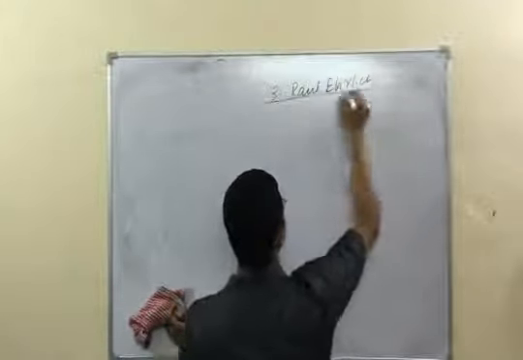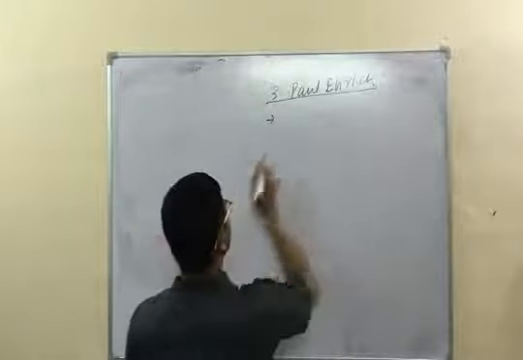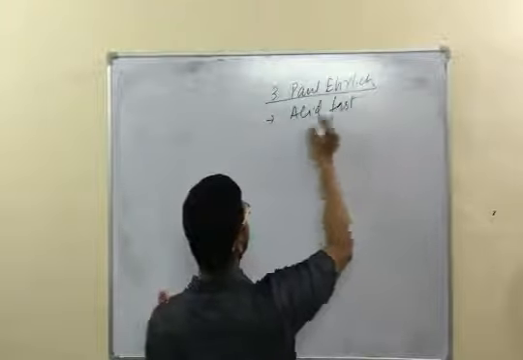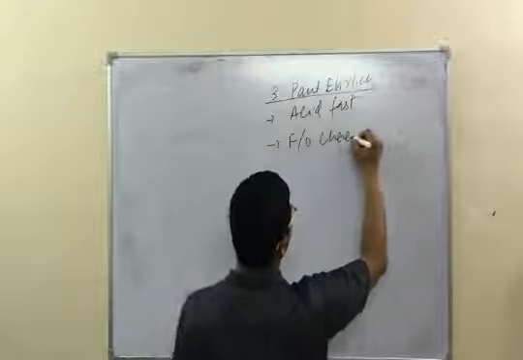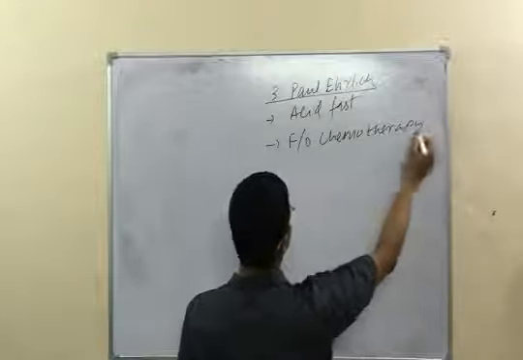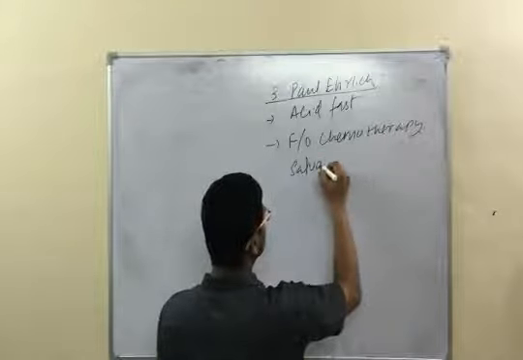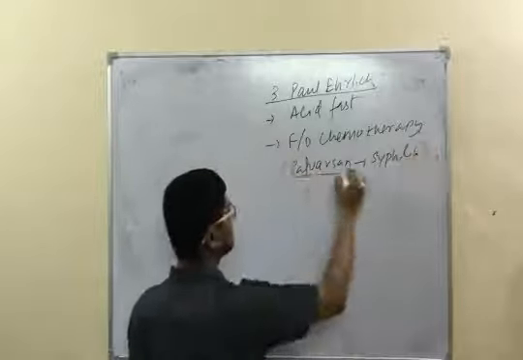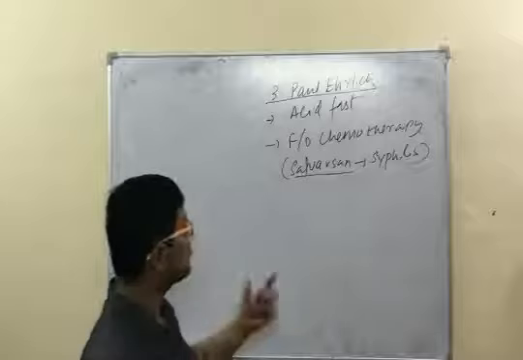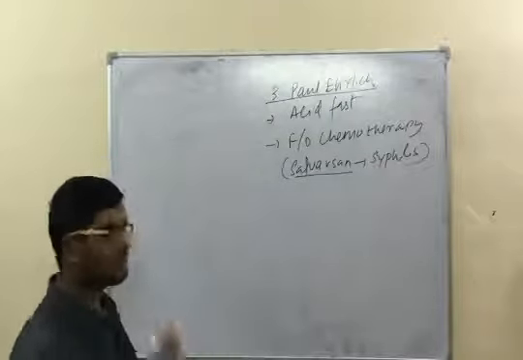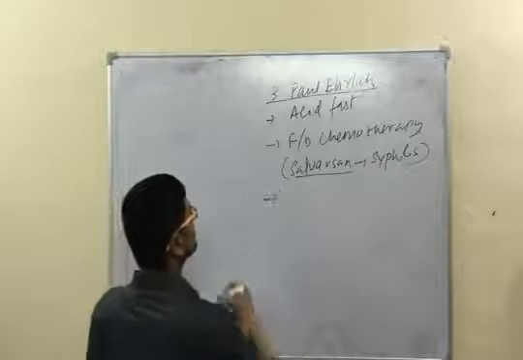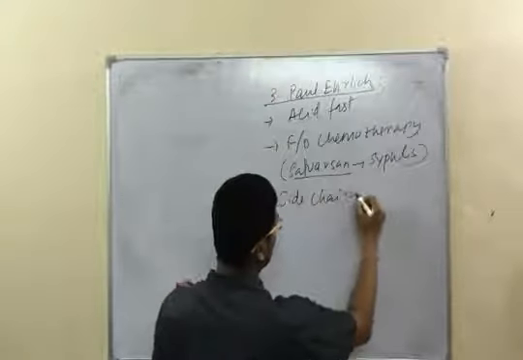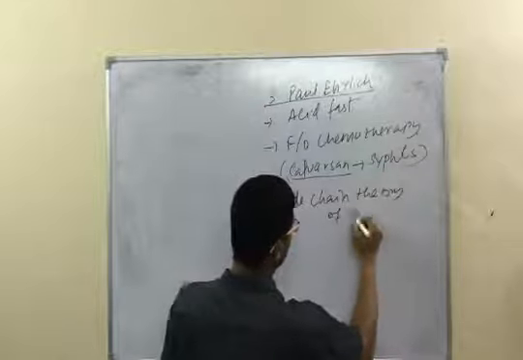Paul Ehrlich again has laid down various contributions, like he is the inventor of acid fastness. He is also known as the father of chemotherapy, as he discovered a drug called salvarsan for the treatment of syphilis. Salvarsan was called the magic bullet because it was the first drug used for treatment of infectious diseases. Hence he was known as the father of chemotherapy. He has also introduced the side chain theory of antibody production.